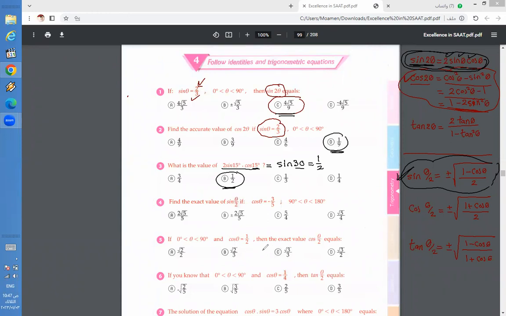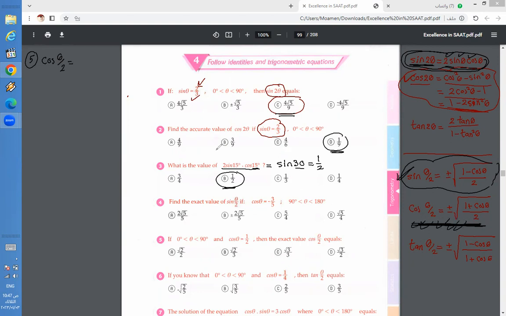We have to get cosine theta over 2. So this is for number 5, cosine theta over 2. Can you state the rule, Hashim? Cosine theta over 2 equals what? The rule at the right, here.